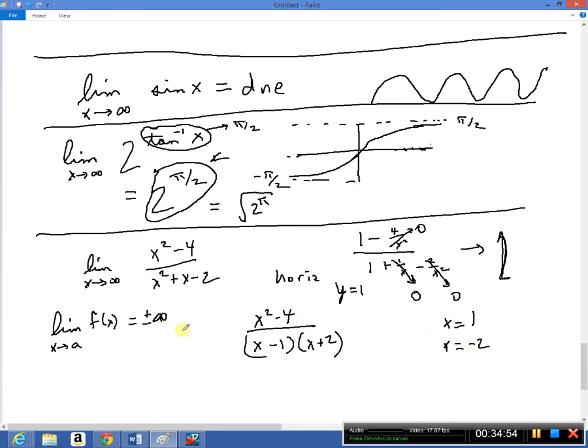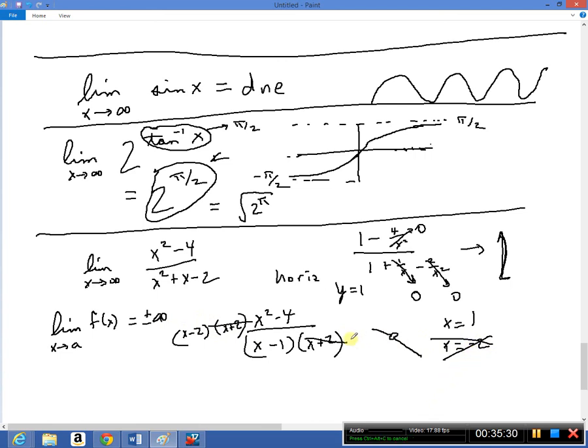However, the numerator also factors, x minus 2, x plus 2, which means that this x plus 2 is going to cancel, leaving you with x minus 2 over x minus 1. And as x approaches negative 2, there's no problem here. This does not blow up. The graph would look like this. You would have a hole at that point. There's a discontinuity, but it's not a discontinuity where it's blowing up. It's just a removable discontinuity. So this function does not blow up at negative 2. So this is not a vertical asymptote because the limit exists.